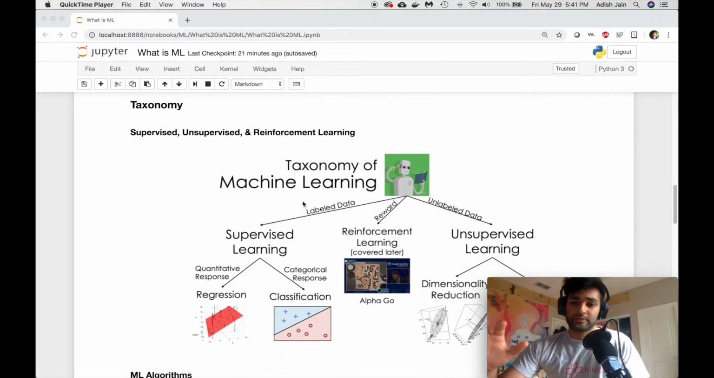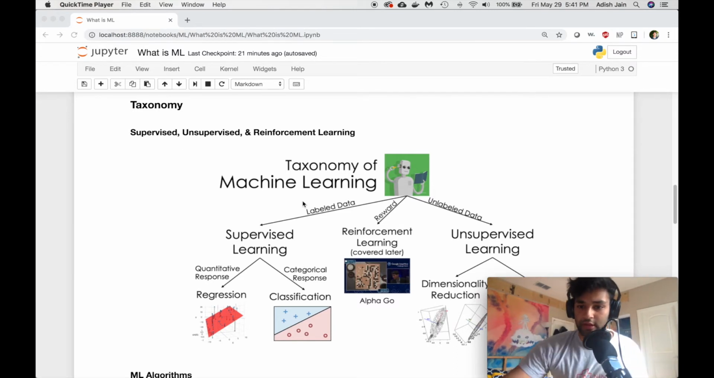So there's basically three main branches in machine learning, right? The first is supervised learning. The second is reinforcement learning. And then the third is unsupervised learning. And in later future videos, we'll talk a little bit about the specifics of how these different subcategories are different from each other. But just to give you a high-level overview, supervised learning basically comes with labeled data.